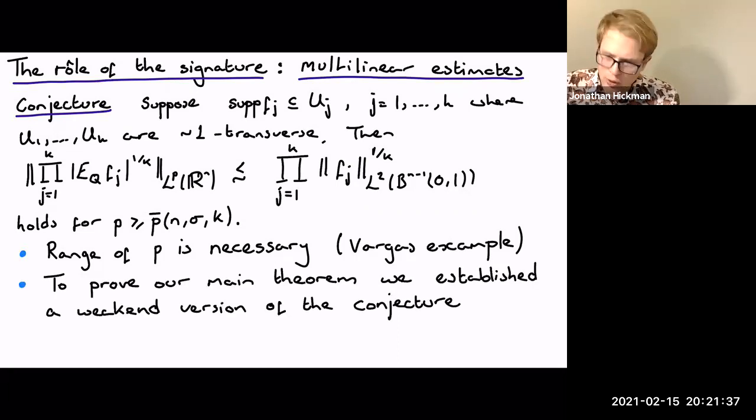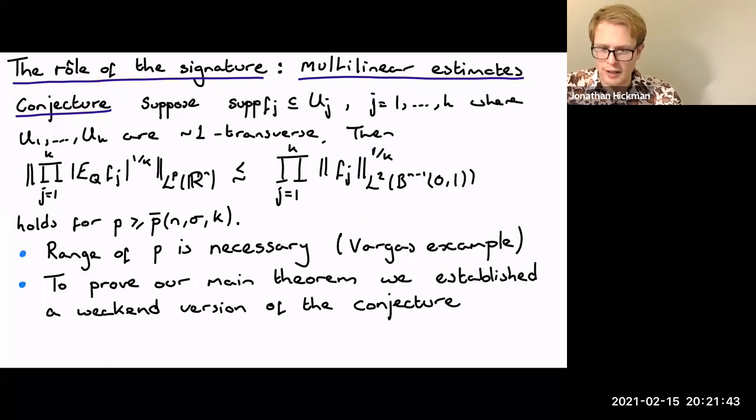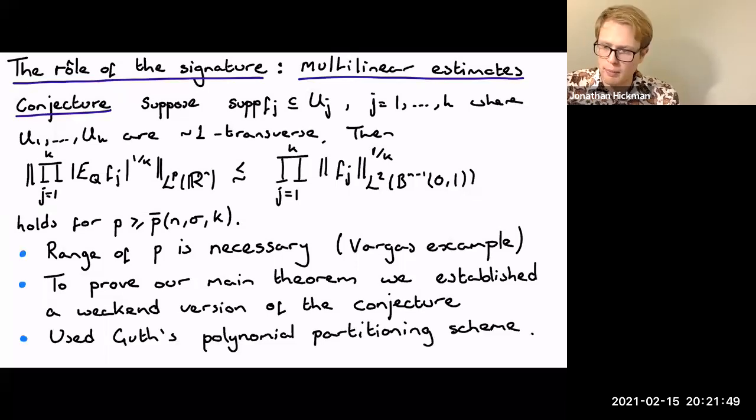To prove our main theorem, we actually established a weak version of this conjecture, and in particular we used the formalism of broad estimates, which was introduced by Larry Guth. And indeed, our methods of proof were heavily influenced by Guth's work and involved his celebrated polynomial partitioning scheme. So I don't really want to get into any of the details of the proof of our main theorem or what these broad estimates entail, but I do want to try and describe a little about the numerology in the problem, why we see the sigma cropping up, and how sigma plays a role in these problems.